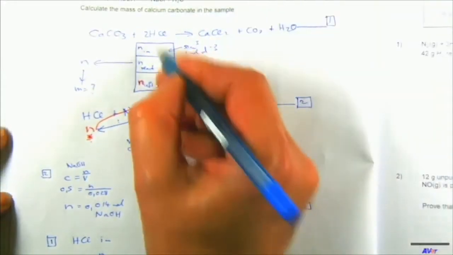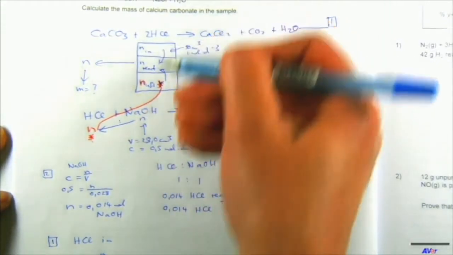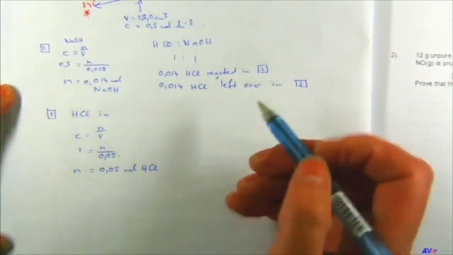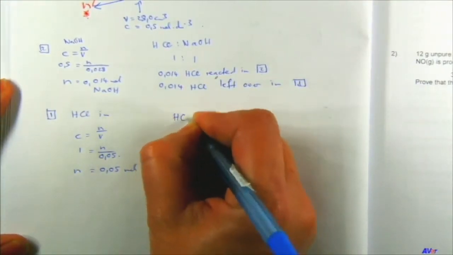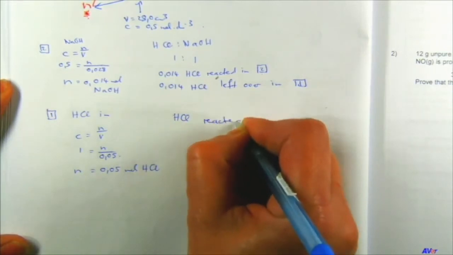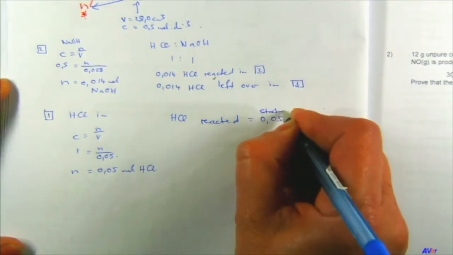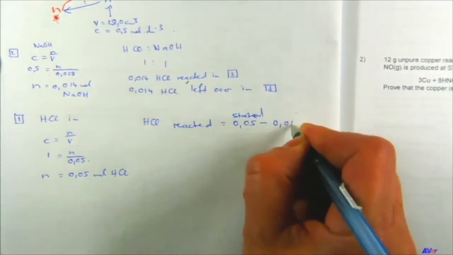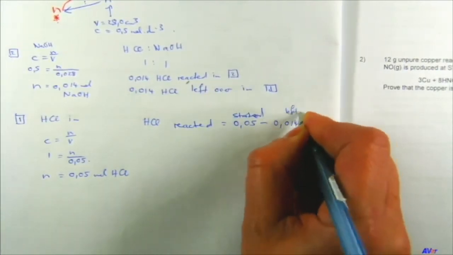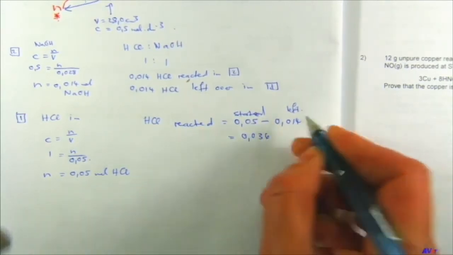How do I get what I used? I'm going to take what I started with, what I put in, and subtract what was left over. So the HCl that reacted was the 0.05 with which we started, minus the 0.014 that is left over. And that should give you 0.036 moles.